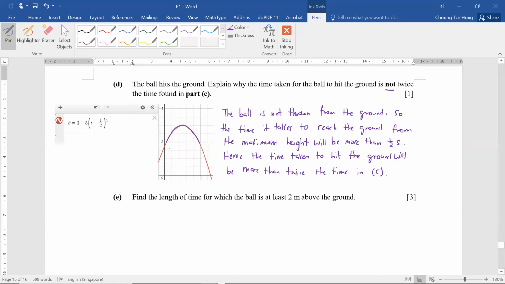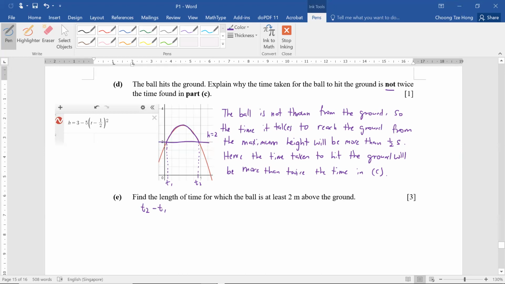Basically they want us to find this length of time from here, this timing, let's call it T1, until here, T2. So what they want us to find is T2 minus T1. We've got to find these two timings first, then we will just take the difference. So how do we find these timings T1 and T2? You see, this is the line h equals to 2, right? These two points T1 and T2 are the intersection points between h equals to 2 and the equation of the graph, the quadratic function.